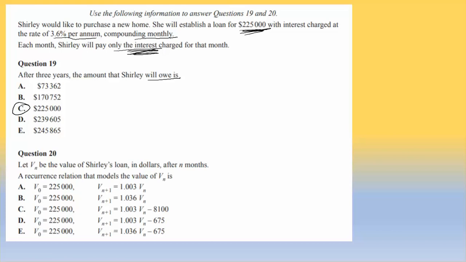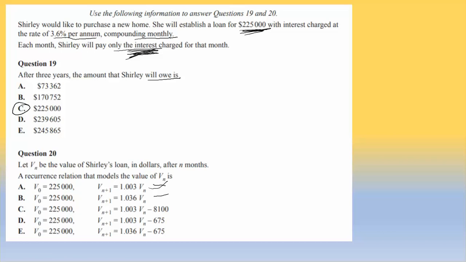Interest only. Let Vn be the value of Shirley's loan in dollars after n months. A recurrence relation that models this value is. Okay, remember she's paying interest only. So her initial is $225,000. Okay, she has to pay interest. She's paying that off. So we can get rid of these straight away because there's no payment there. That's just like going up, up, up, up.